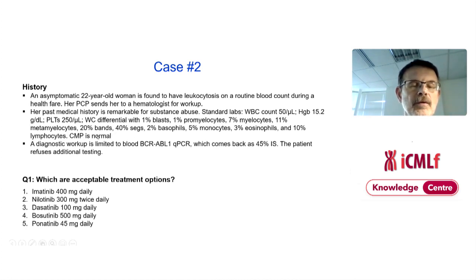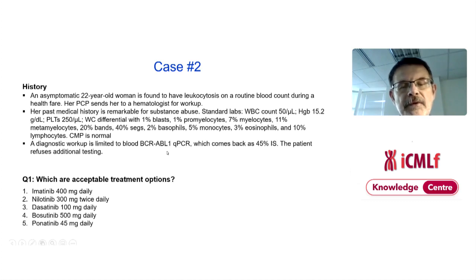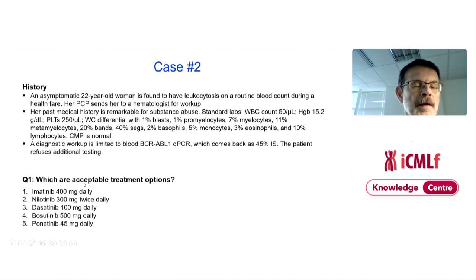the CMP is normal. The diagnostic workup is limited to BCR-ABL qPCR on peripheral blood because she refuses everything else, and that comes back at 45% international scale. The patient refuses additional testing, as I already said. What are acceptable treatment options? Well, I would think all of these options are acceptable.